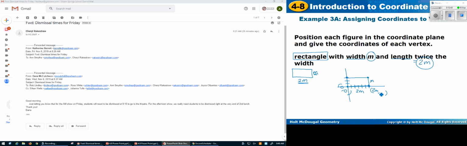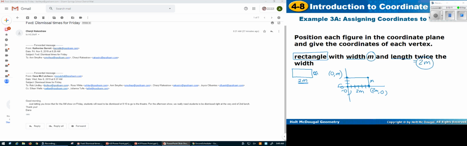2M, 0. Okay, so you're going to use the variables to label your coordinates, not the numbers that you make up. Just make up a number so that you can draw it to scale on your graph. But then after that, pretend there are no numbers again and go back to your variables. Okay, how about on the y-axis? How far did we go up? Okay, we went up M, so it's going to be correct, Alex, 0, M.